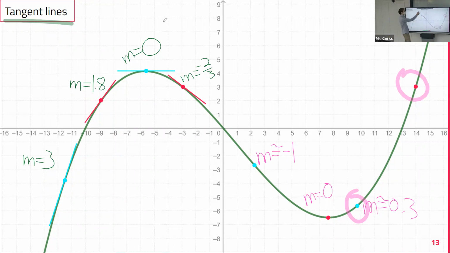Two or three. Okay, so positive, definitely more than 1. Again, 1 would be this perfectly 45-degree angle line. It's steeper than that.